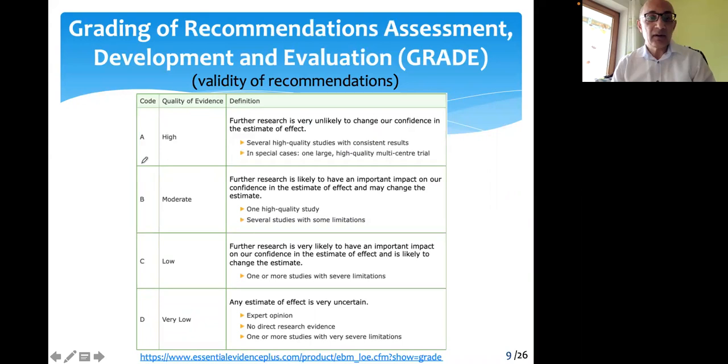In a table, I can show you in more detail what these very low, low, moderate, and high mean. So in the previous slide, you have seen which criteria are used to come to a conclusion on the validity of the recommendation using the GRADE tool. And here you see what the different levels mean. If it is very low, that means this is just an expert opinion and no direct research evidence. And if the quality of evidence is very high, that means it is a more trustable guideline.